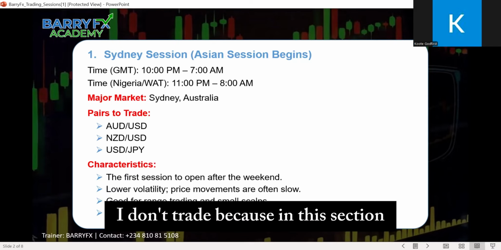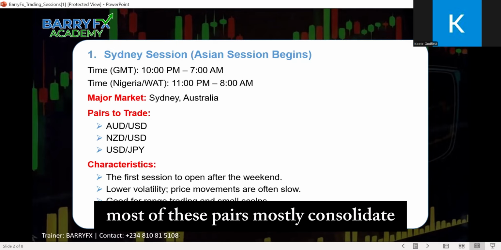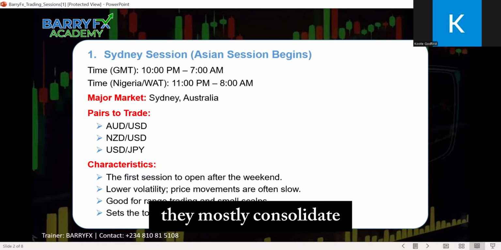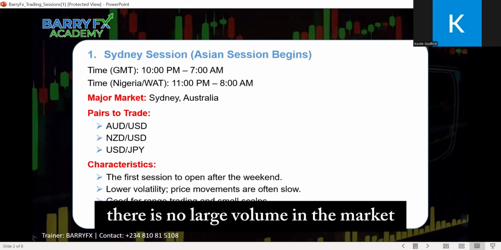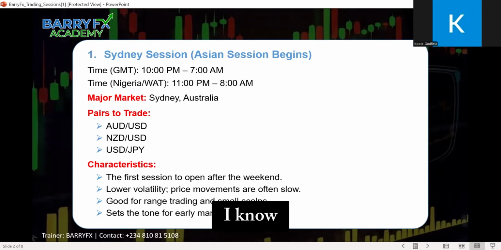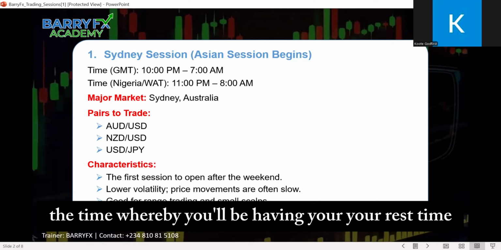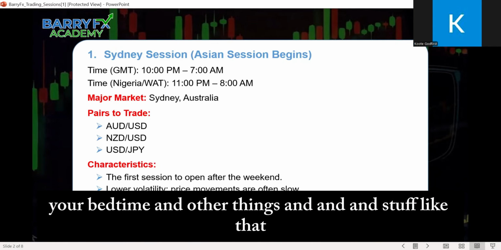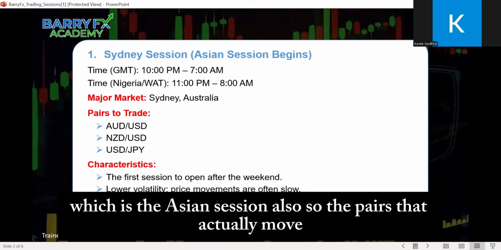I don't trade it because in this Asian section, most of these pairs mostly consolidate, because there is no large volume in the markets. So it's always consolidating during this period at the middle of the night. I know a lot of us won't like to be trading at the middle of the night, when you'll be having your rest time, your bedtime, and other things. So pairs are mostly consolidating during the Sydney section, which is the Asian section also.